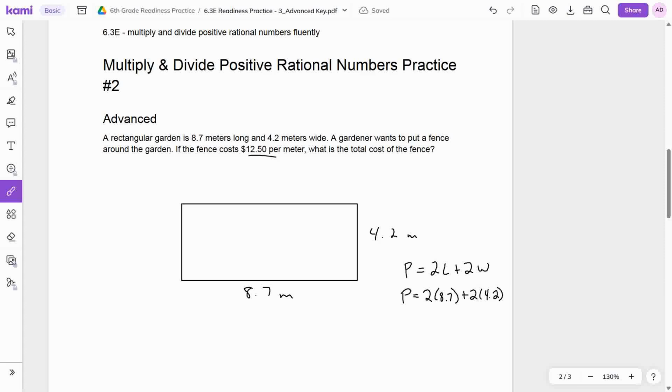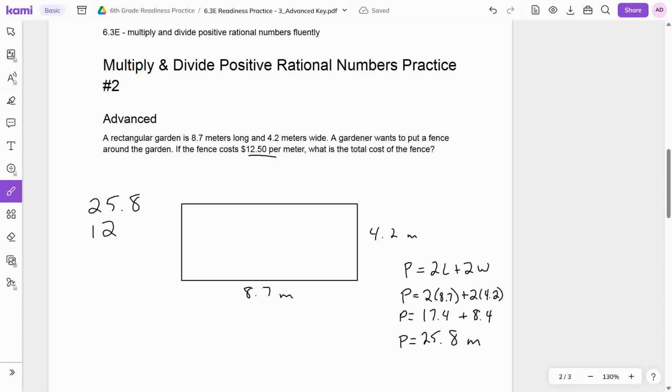All right, so double 4.2 is easy because there's no need to regroup or anything. That's going to be 8.4. If I double 8.7, double the 8 is going to give me 16, and double the 0.7 is going to give me 1.4. So that's going to be 17.4. And then if I add my decimals, it's going to be 0.8. Add my whole numbers, 17 and 8 gets me 25. I kind of do that mentally. So 25.8 meters, and I need $12.50 per meter, so I'm going to have to multiply.